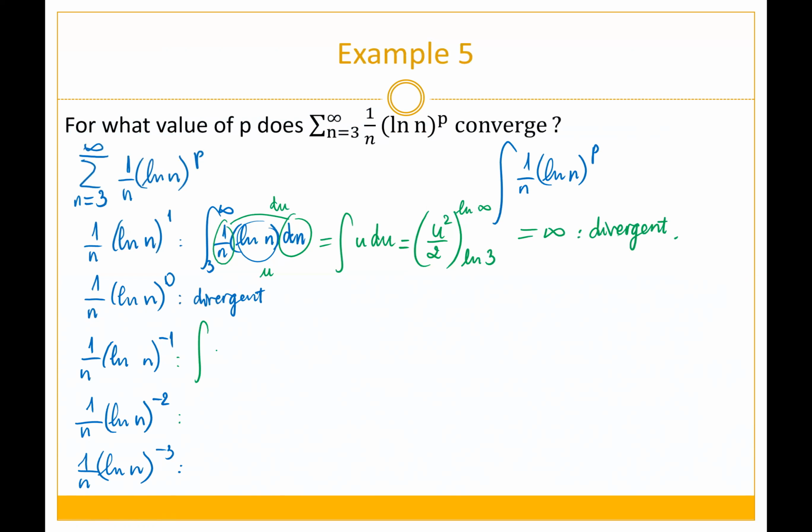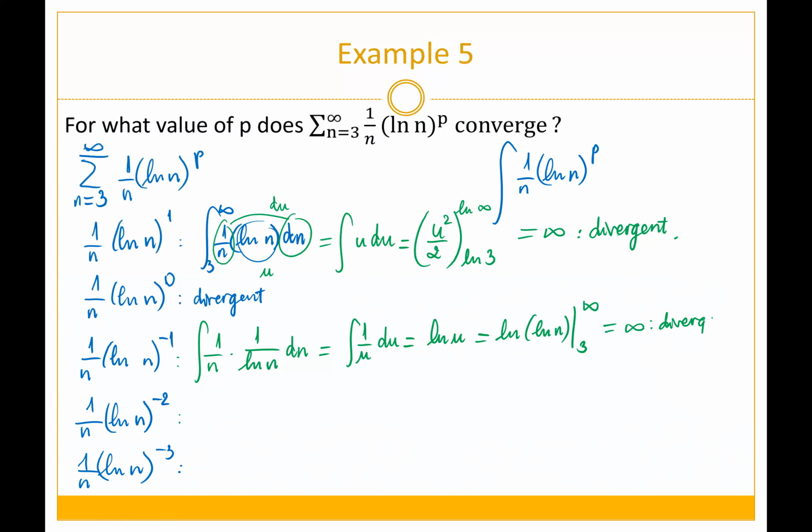Here you try to find 1 over n, multiplied by 1 over ln of n, dn. So if you again use u, it's going to be 1 over u du, which is going to give me ln of u, which is ln of n, as n goes from 3 to infinity, and this one is still divergent, so we don't take it.